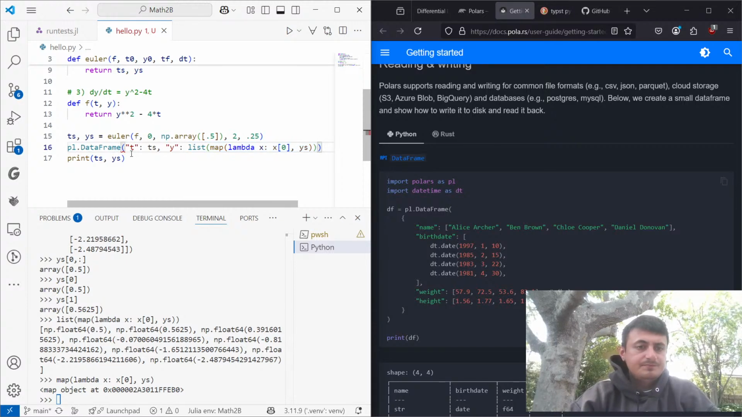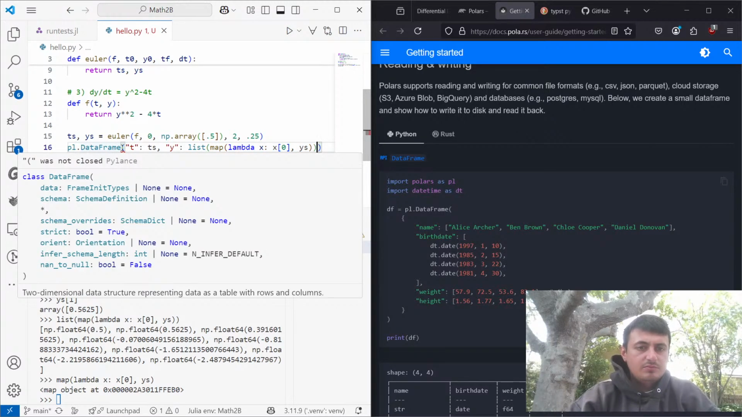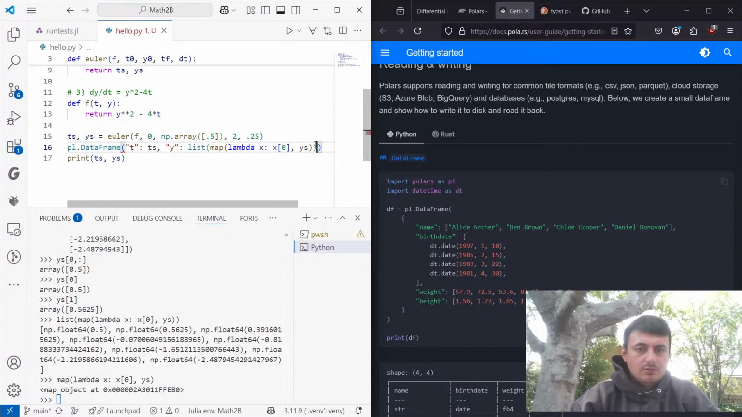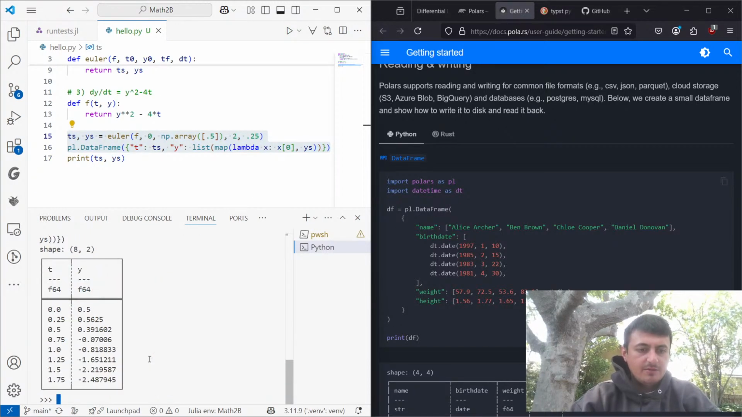Jeez. Wait, why is this? Oh, because this needs to be a dict? Is that what's happening right now? So that's that. Oh, there we go. That's such a weird thing, man. Let's see if this looks at all like what I want. Oh, nice. Perfect.